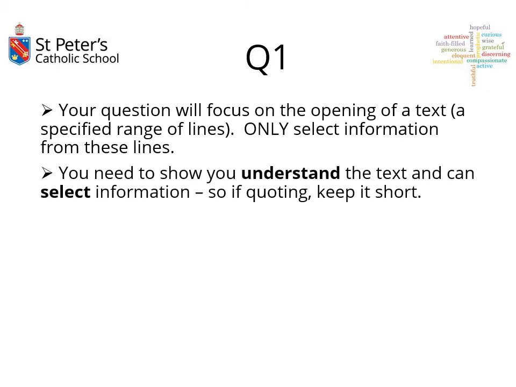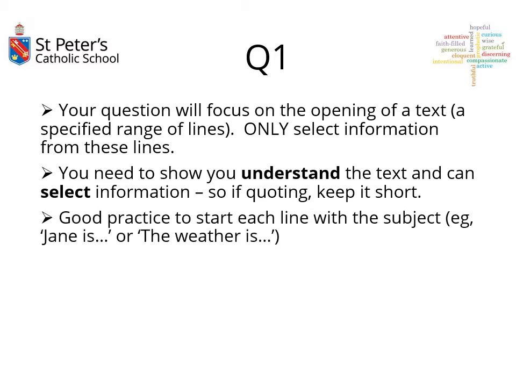So you need to show you understand the text and can select information. So if you're quoting, keep it short. If you're just doing a massive long quotation of 5 or 6 lines, that doesn't say that you can understand the text. That says you're just copying it out, at which point we wouldn't award the marks.